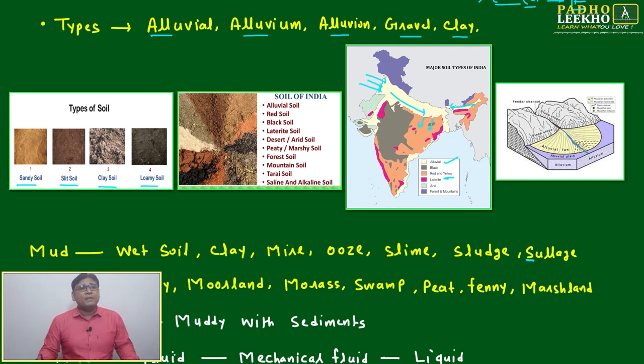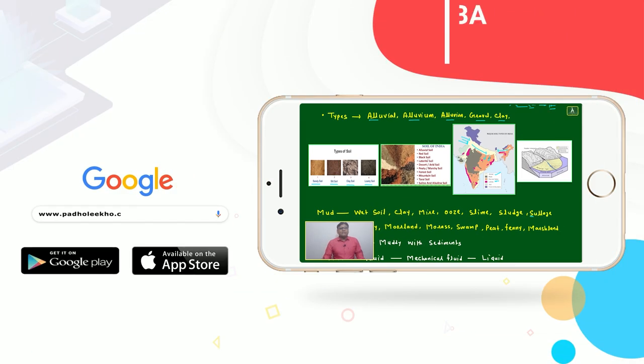That is my purpose. Then soil of India: alluvial soil, red soil, black soil, laterite soil, desert and arid soil, after that forest soil, mountain soil, and saline and alkaline soil.